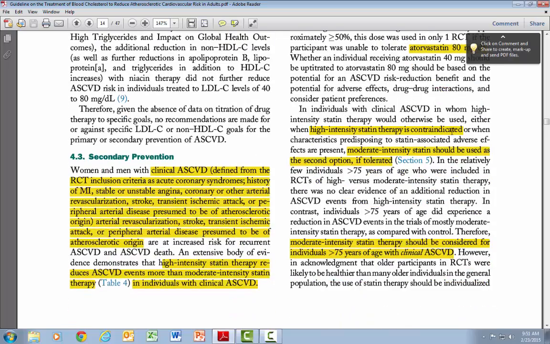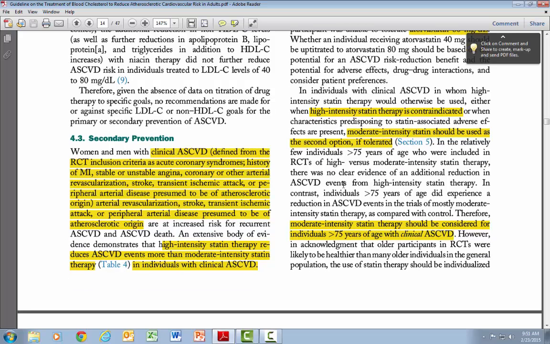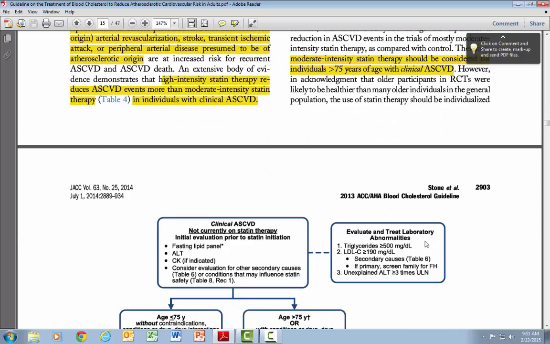Now, unless contraindicated, of course. And moderate intensity statins for more than 75 years of age. Okay, here's your definition again for clinical CAD, so you don't forget.